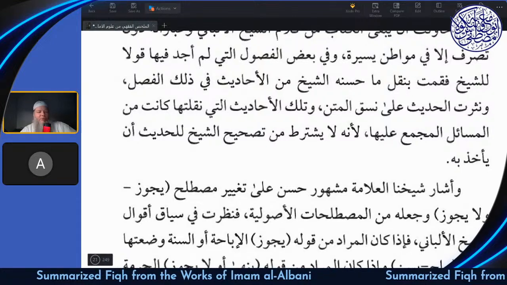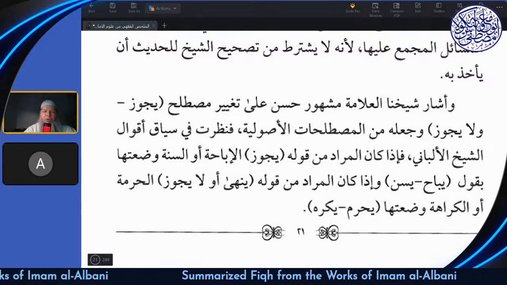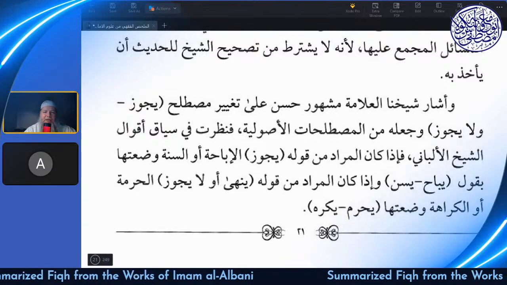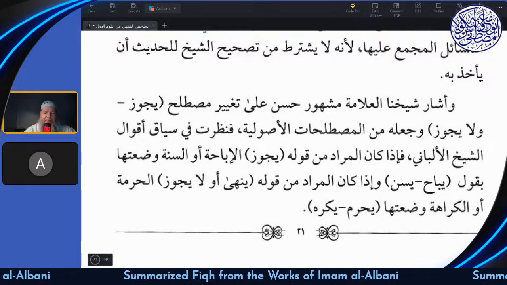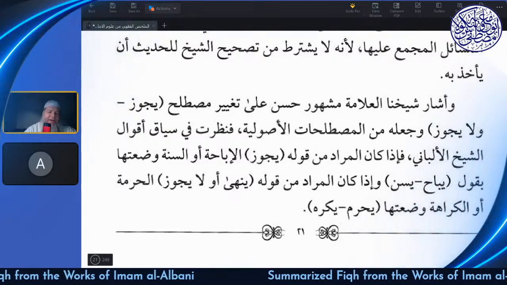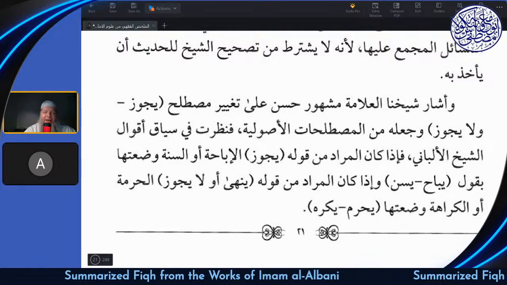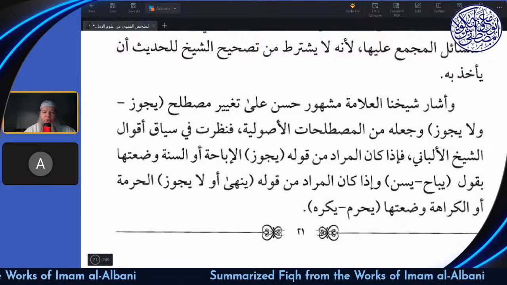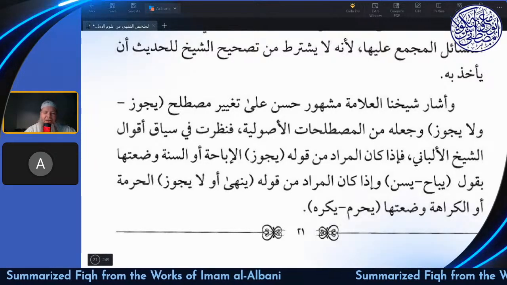Then the Sheikh says, and we're almost done with the introduction, a few more paragraphs. He says, وَأَشَارَ شَيْخُنَا مَشْهُورُ حَسَن, and Sheikh Mashhour Hassan Al-Salman pointed out على تغيير مصطلح, to change some of the terminology. Mustalah, the terminology, barakallahu feek, the terminology يجوز ولا يجوز. So a lot of times the Sheikh would say يجوز ولا يجوز, وجعله من المصطلحات الأصولية, and he made them from the terminology of the scholars of usul.